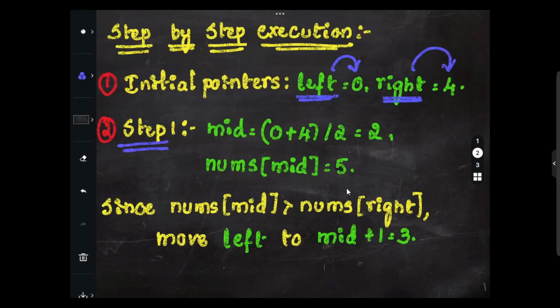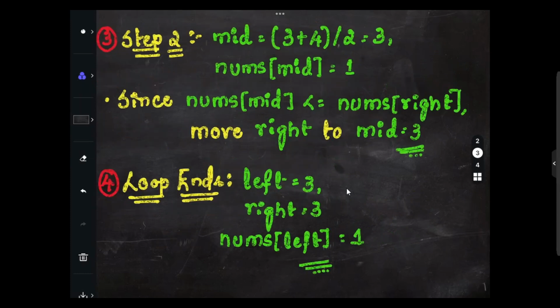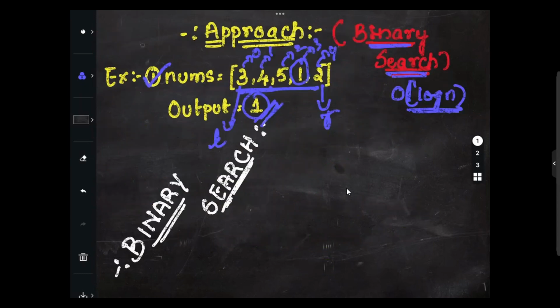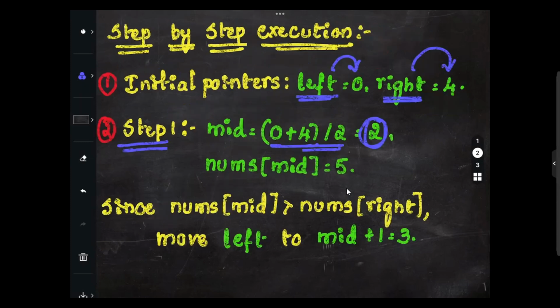Let's come to step 1. Mid, we will give left plus right by 2, nothing but 0 plus 4 by 2, which is 2. Mid is 2. We have 0, 1, 2, 3, 4, so this index 2 is the mid element. So 0 plus 4 by 2, mid is 2.